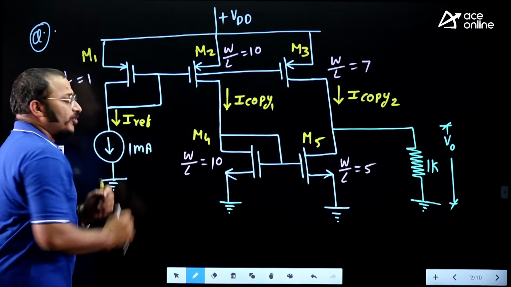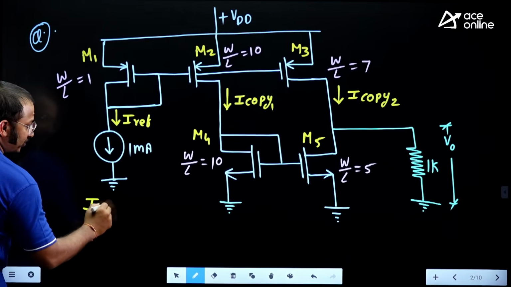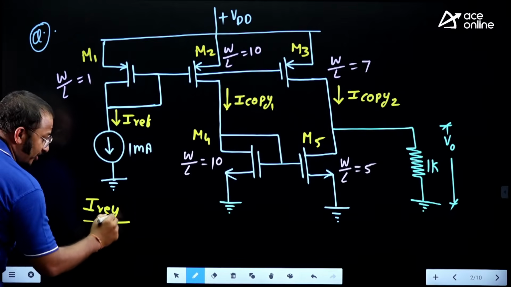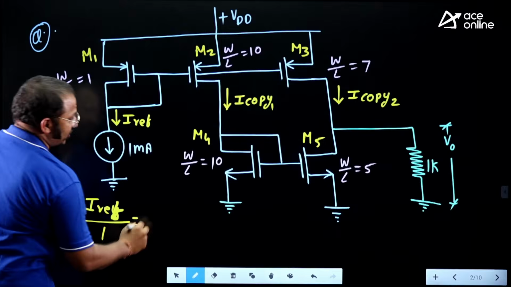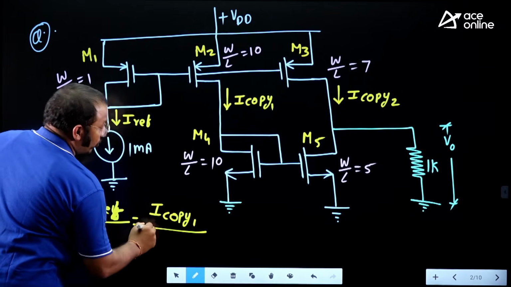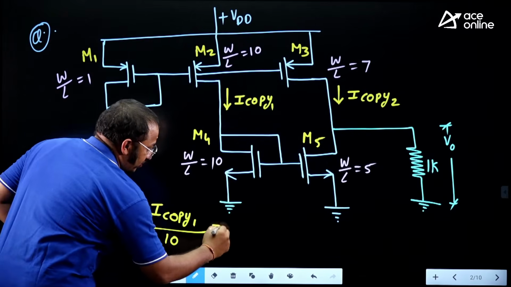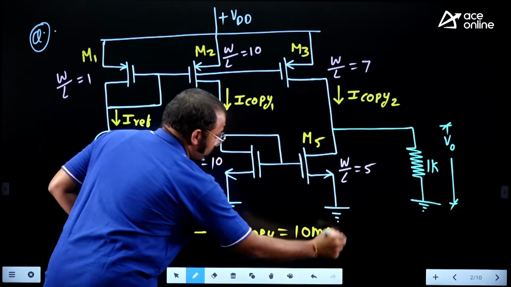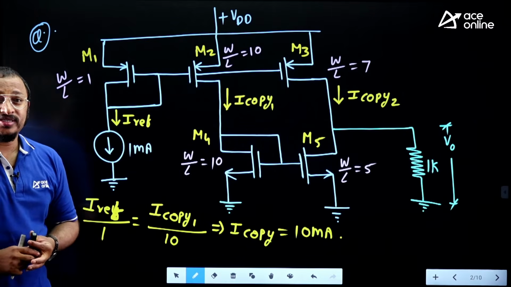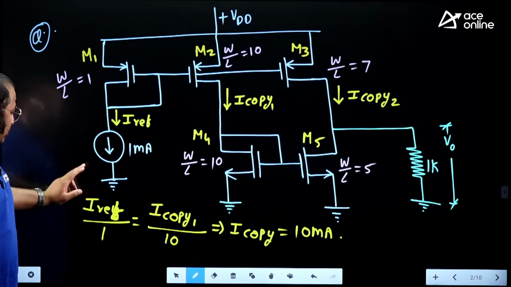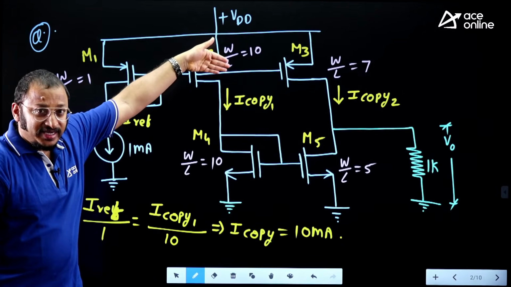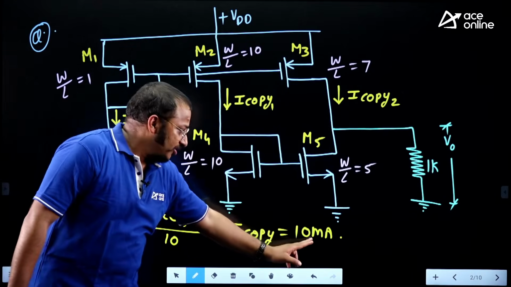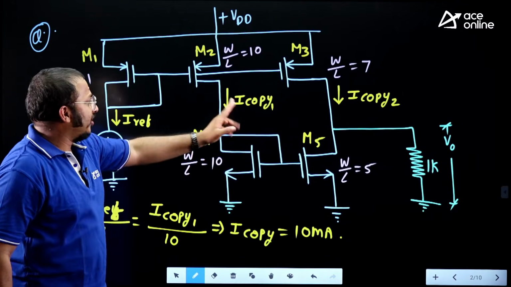What is the formula if I want to find I copy from my reference? The reference current by that MOSFET's W by L, this MOSFET W by L is nothing but 1, which equals I copy 1 divided by that W by L, so it is 10. So we got I copy 1 as 10, and of course it is milliampere. Once again repeating, I reference by 1 equals I copy by 10. So I copy is 10 into 1, because I reference is nothing but 1 milliampere current. So I copy is 10 milliampere. Okay, fine. This is the current I copy.